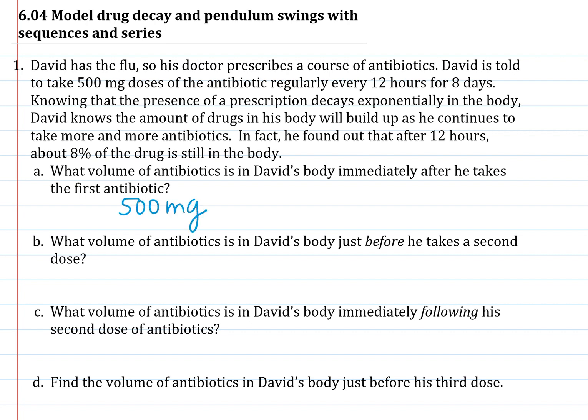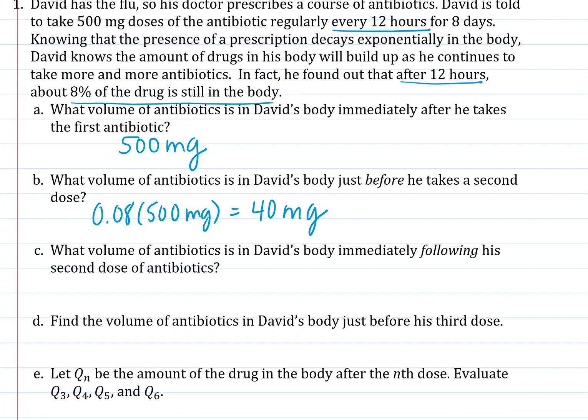But just before he takes the second dose, he's taking the dose every 12 hours, and we know that 8% is still left in the body after 12 hours. So immediately before he takes the next dose, he's going to have 8% of 500 milligrams remaining, which is 40 milligrams. And then immediately following his second dose, he's got the 40 milligrams left from the first dose, plus an additional new fresh dose, which means that he's got 540 milligrams of drug in his body.